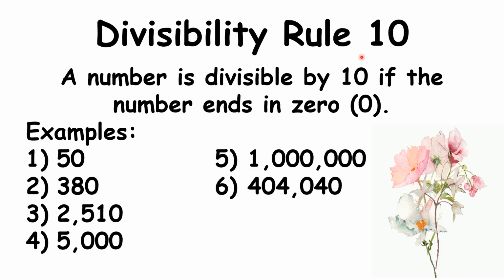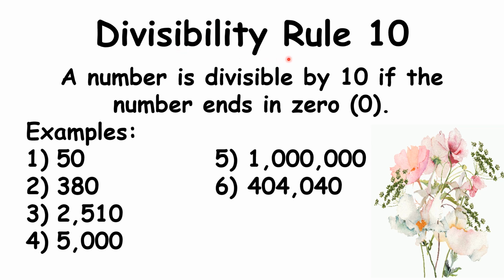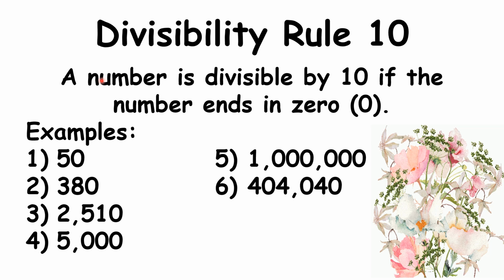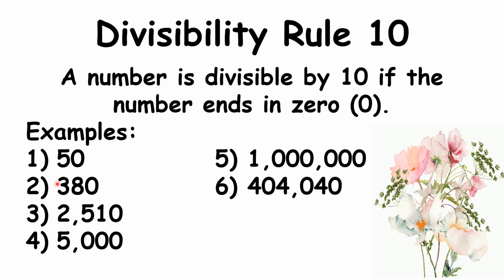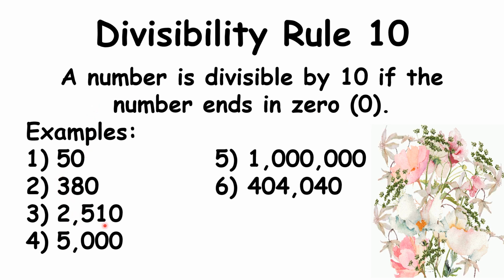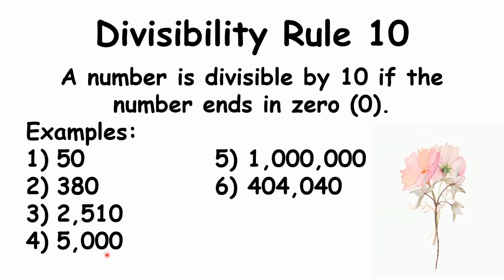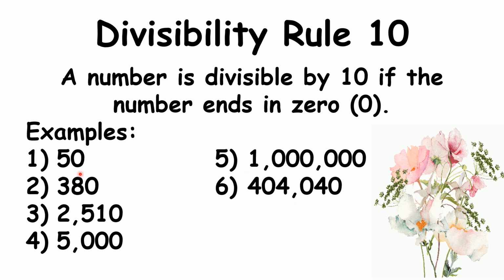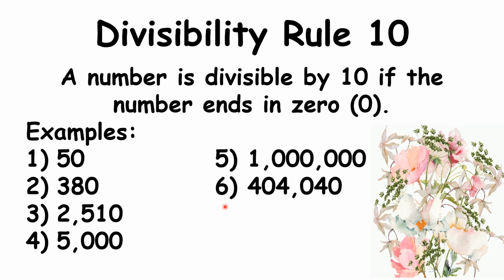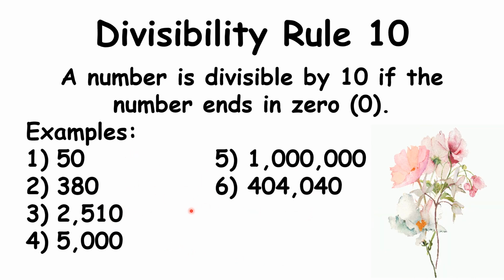Divisibility rule for 10. This rule is easy to memorize. This rule says that a number is divisible by 10 if the number ends in 0. Examples, 50, 380, 2,510, 5,000, 1,404,040. All these numbers end with zeros. So, these numbers are all divisible by 10.